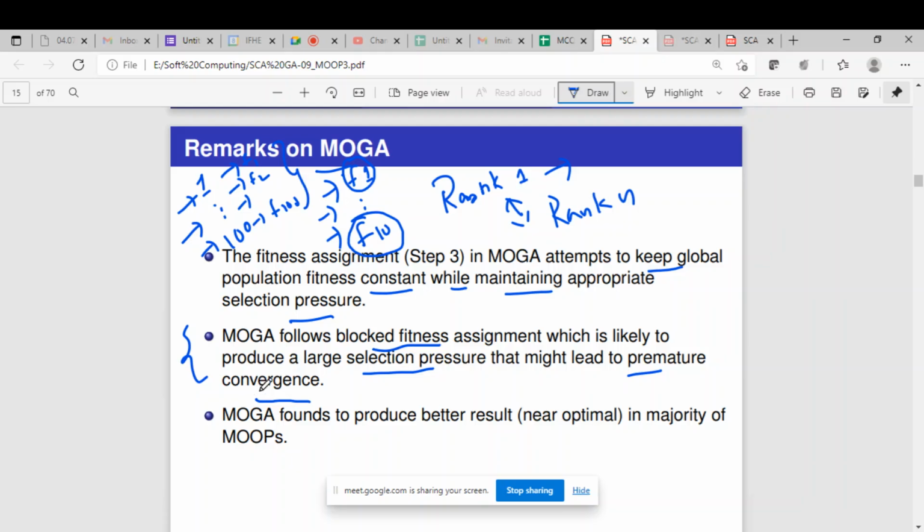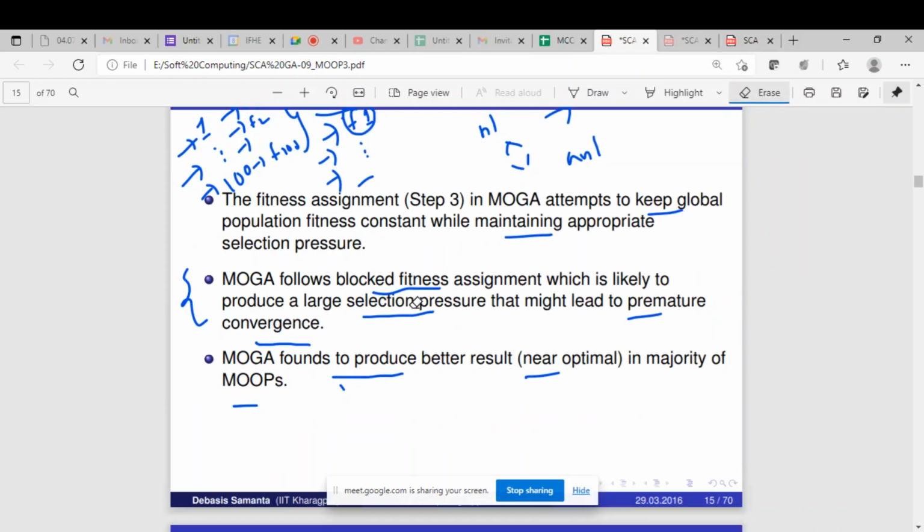prematurely. But actually in reality MOGA is found to be better. It is able to produce near optimal solutions in the majority of MOOP problems, right? Even though it is expected that it will increase the selection pressure, in reality it is performing better. So this is what MOGA is about.